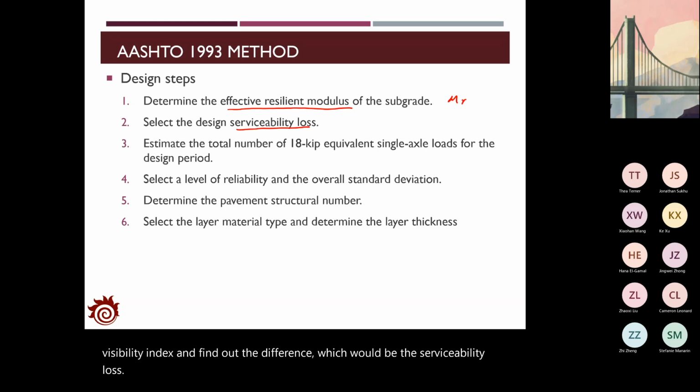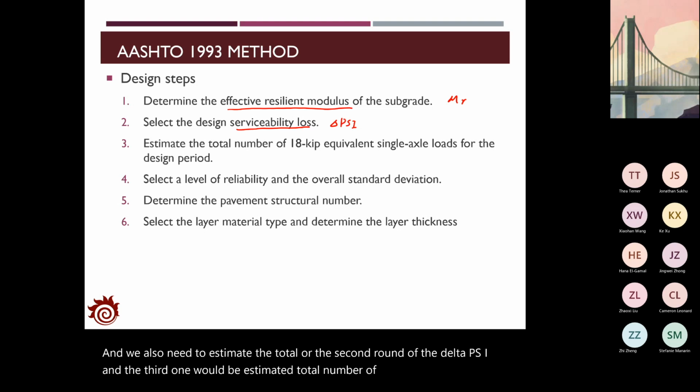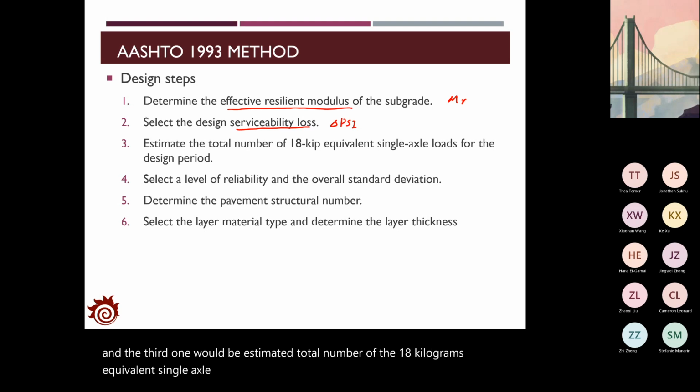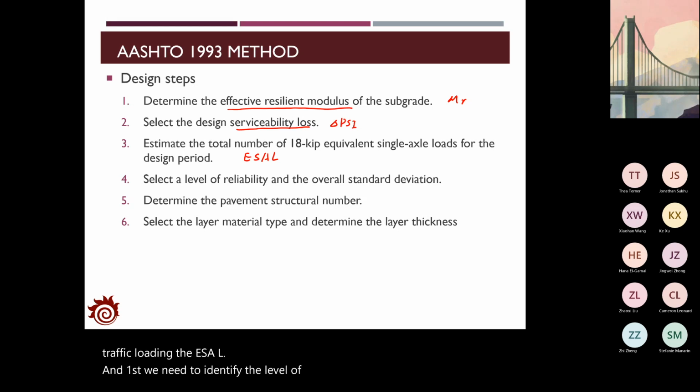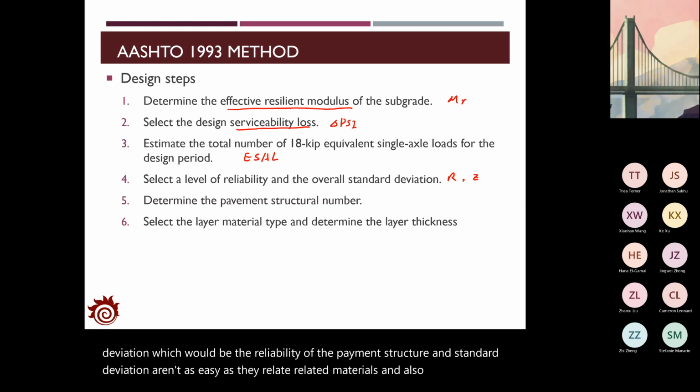We also need to estimate the total. The second one is the delta PSI, and the third one would be the estimated total number of 18-kip equivalent single axle loads for the design period, which means I need to estimate the traffic loading, the ESAL. First, we need to identify the level of reliability and the overall standard deviation, which would be the reliability of the pavement structure, and the standard deviation R and Z is related to the materials and also the traffic load that we're going to consider.